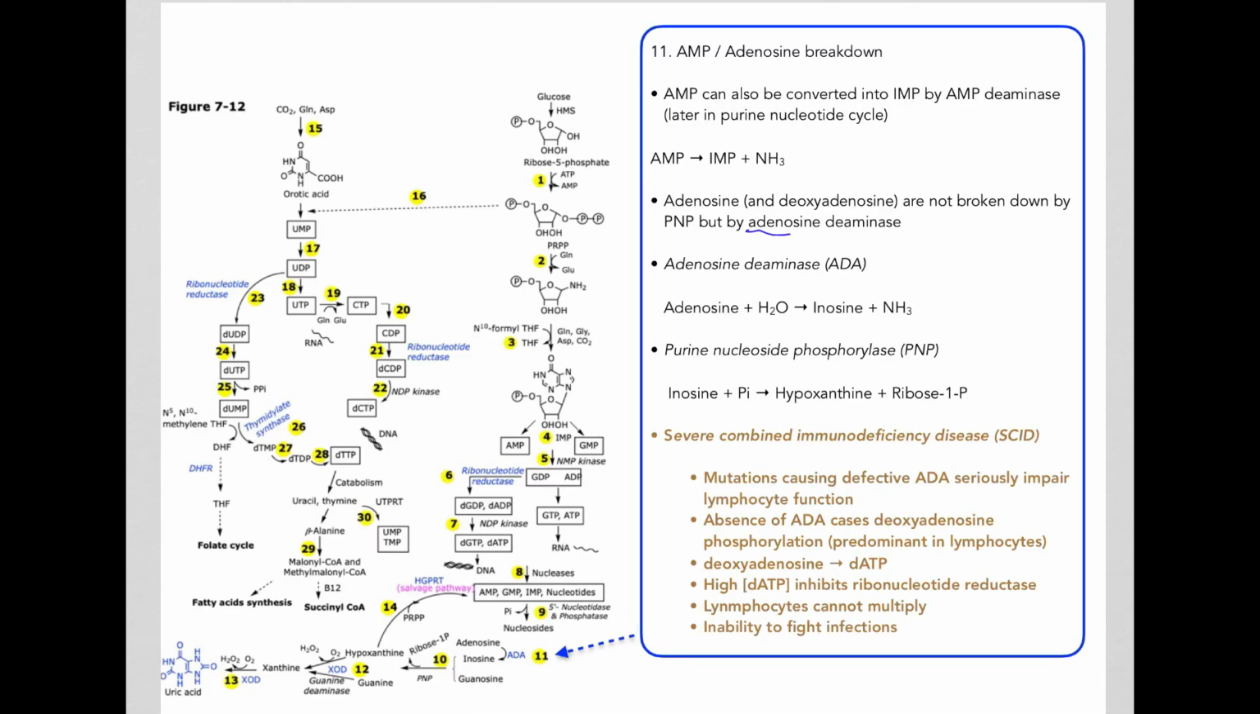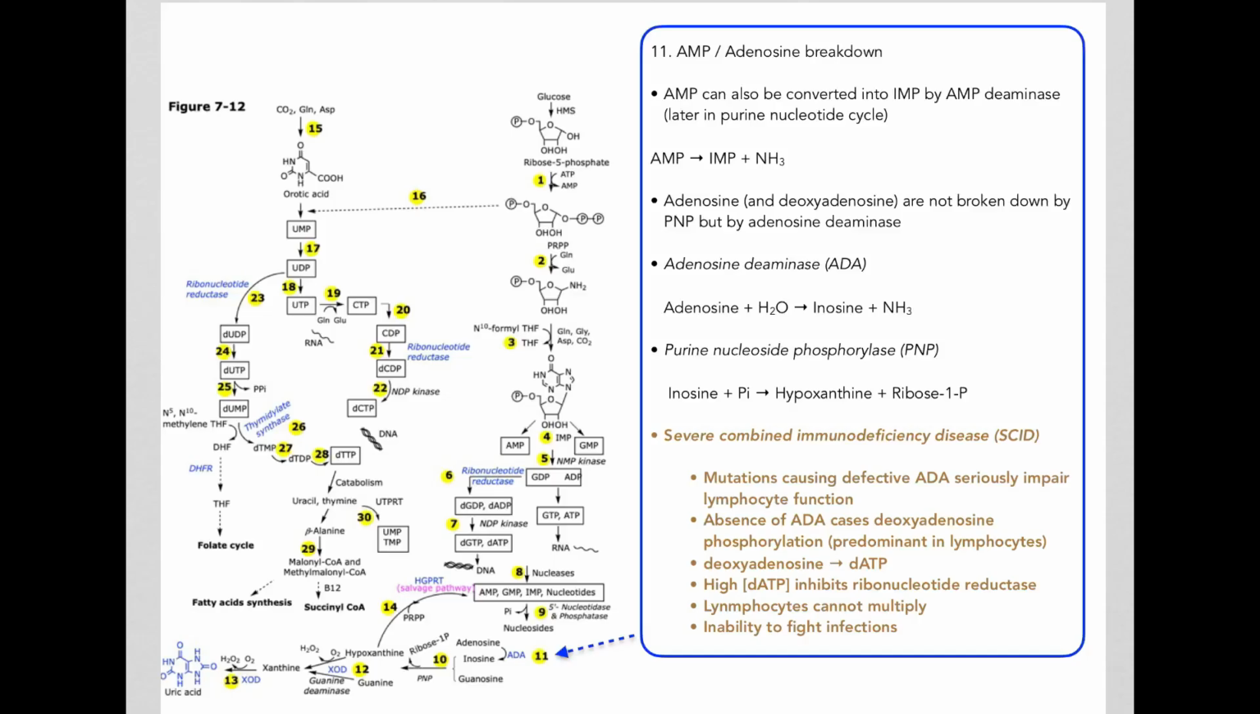Adenosine is broken down by another enzyme called adenosine deaminase. Okay, so don't get these two confused. This is AMP deaminase. This is adenosine deaminase, also called ADA. And what happens is adenosine is hydrolyzed to give you inosine and ammonia by this enzyme ADA. And once we get inosine, the inosine can be broken down by PNP into hypoxanthine and the sugar.